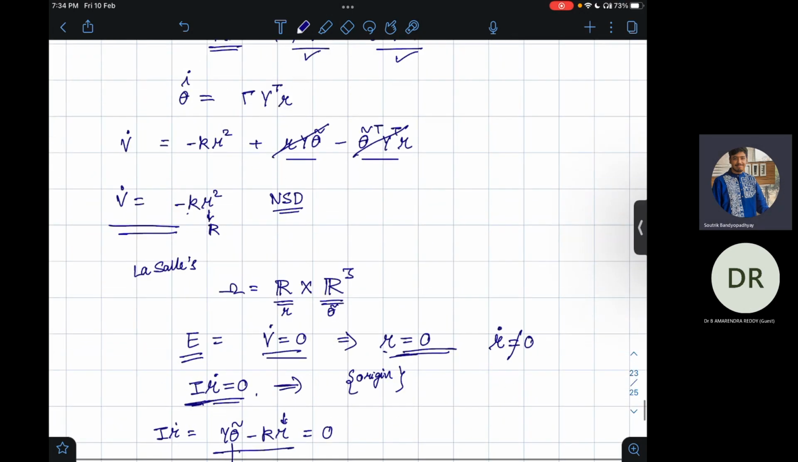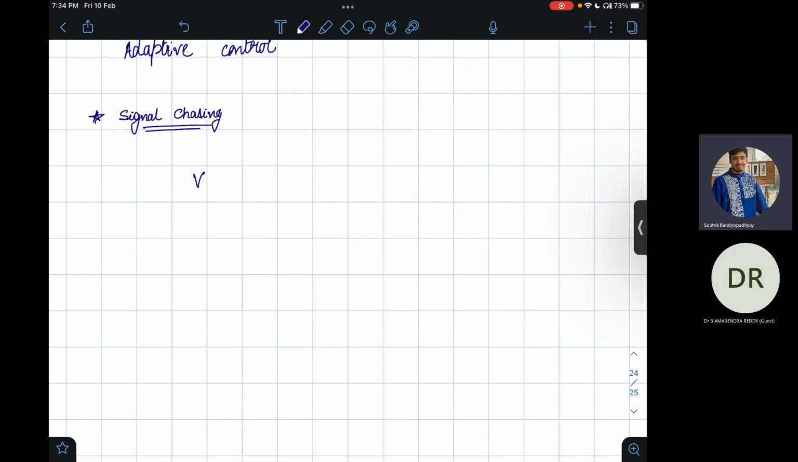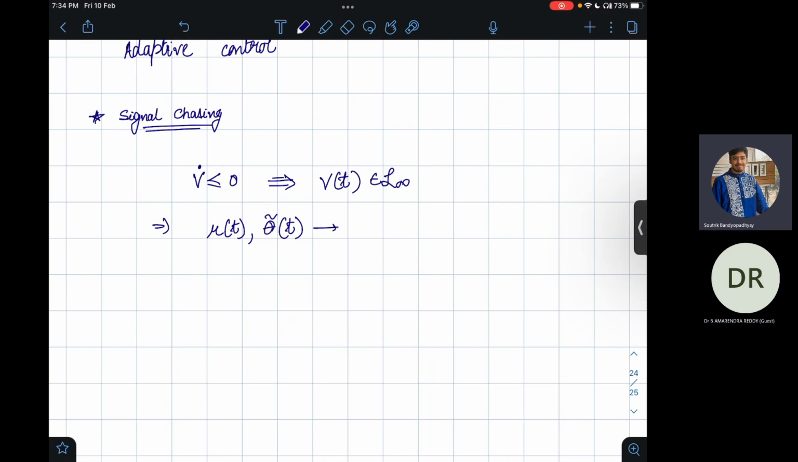So if you look at the derivative of the Lyapunov function, V dot is minus K r squared. So this means that V dot was less than 0, which meant that V of t is bounded. Yes, sir. When V of t is bounded, the terms associated with V, that is exactly r and theta tilde, are bounded.